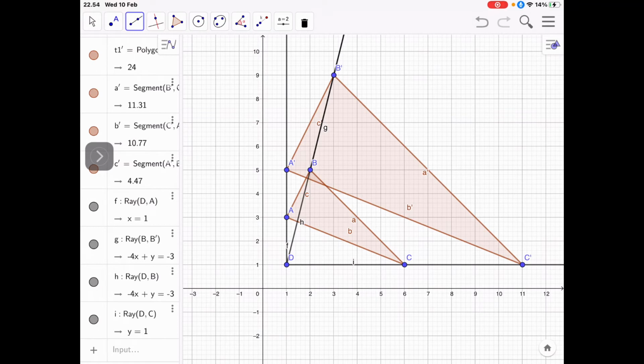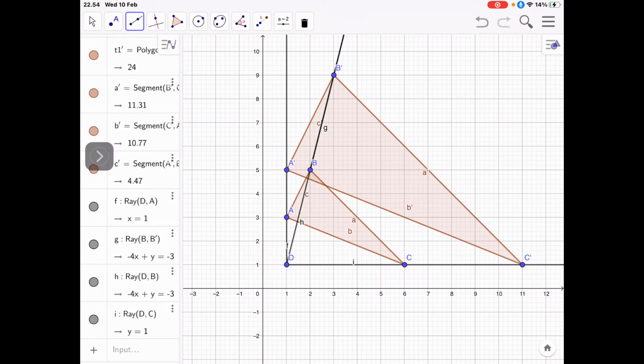Now if we check the ratio, the length of AB is multiplied by 2 to get the length of A prime B prime. So the ratio of A prime B prime to AB is 2. Ratio of A prime C prime to AC is 2. So ratio of B prime C prime to BC is 2. So that is how we enlarge an object.